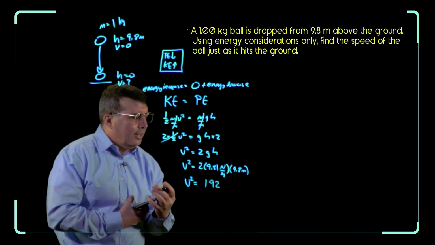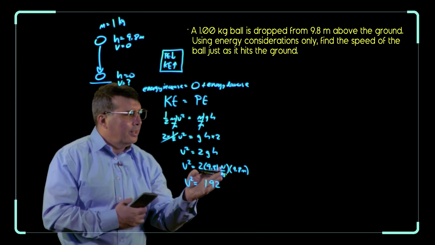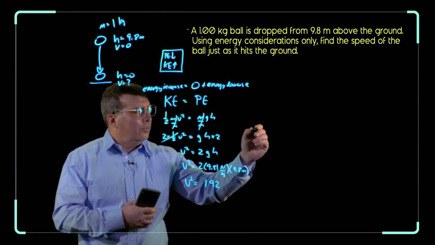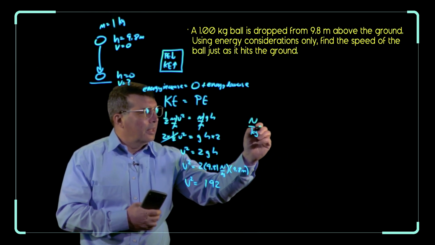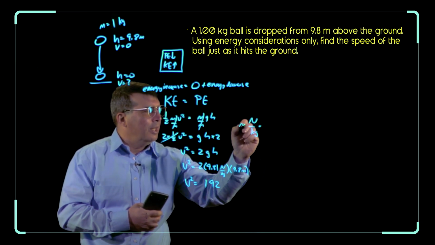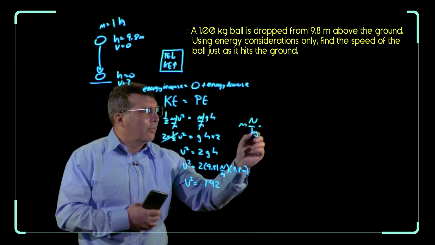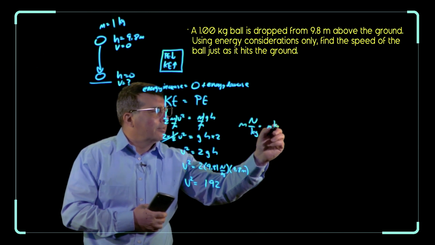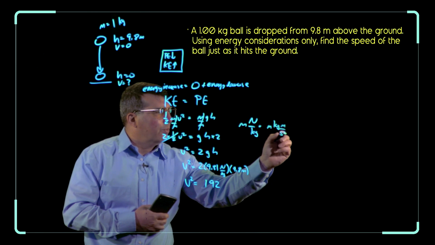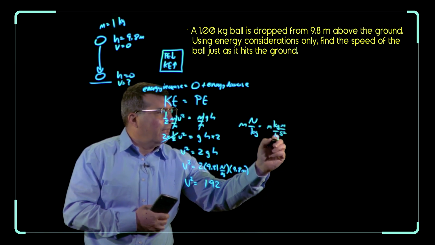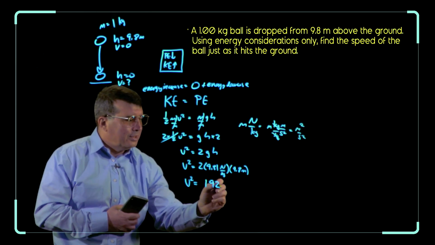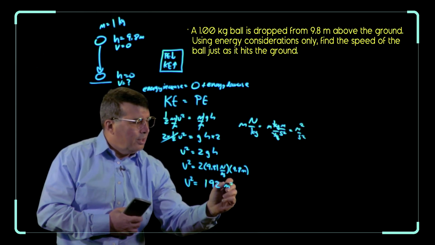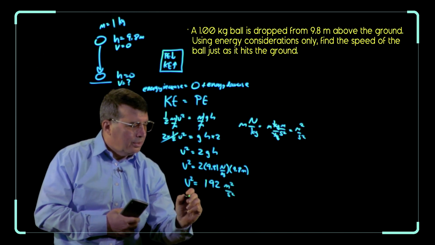192. Now what are our units? So newtons per kilogram, let's look at that. A newton per kilogram times a meter. So a meter times a newton per kilogram is equal to a meter times a kilogram meter per second squared, divided by a kilogram. So my kilograms cancel out, that's meter squared per second squared, as it should be. So I have 192 meters squared per second squared.